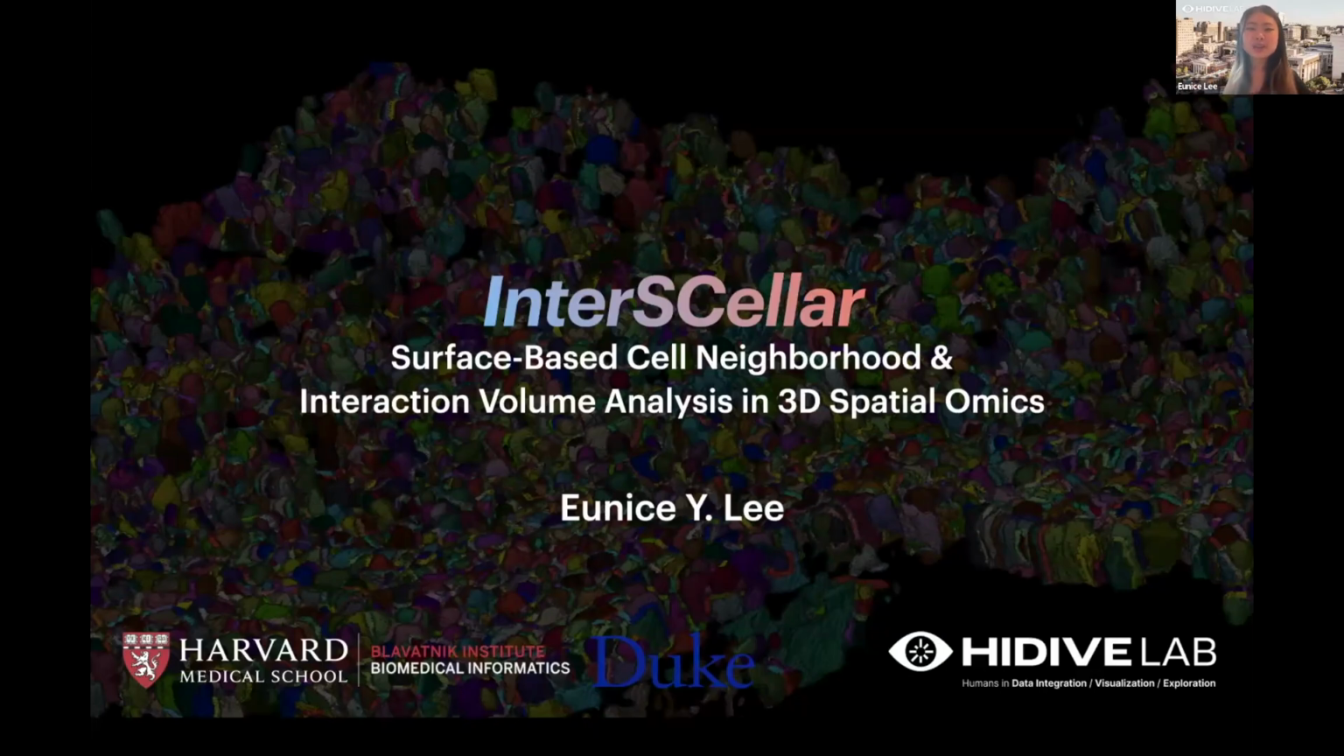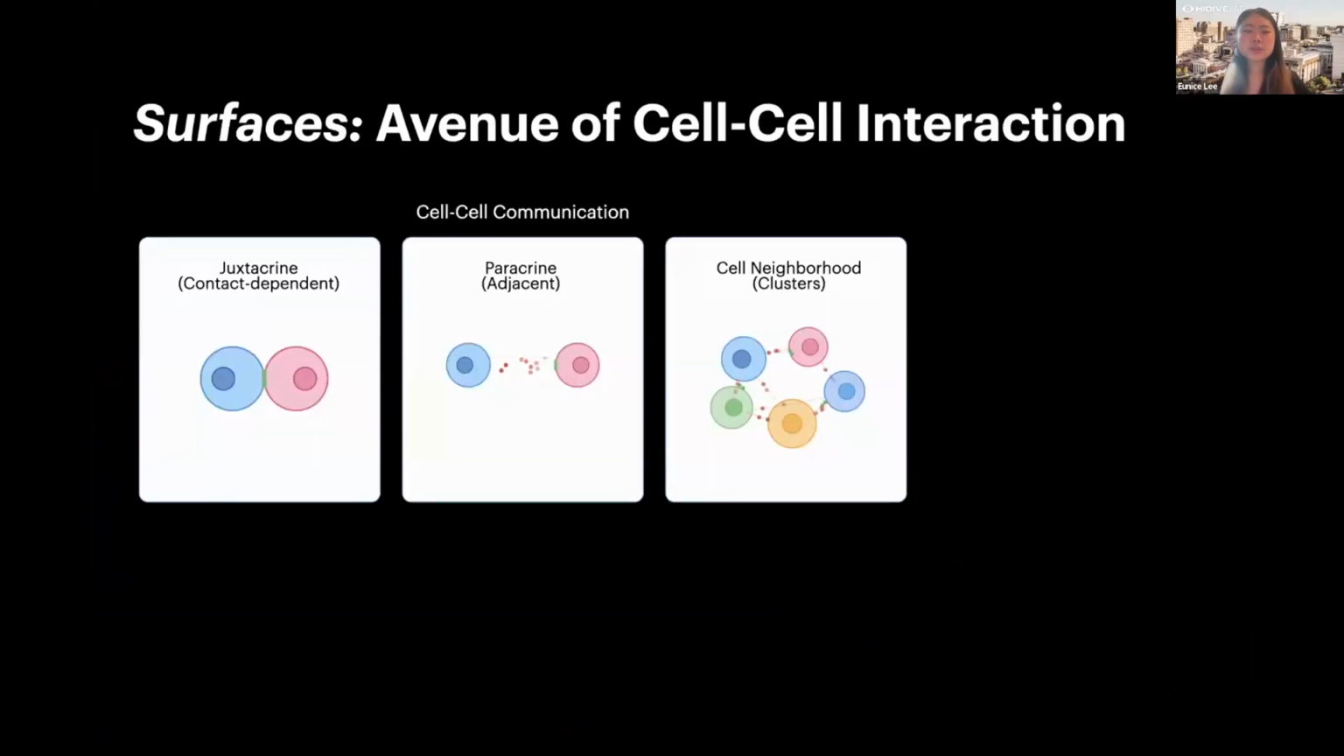So today I want to introduce you to a new Python package that we recently just released called InterSCellar. And essentially, this is a surface-based cell neighborhood and interaction volume analysis platform in 3D spatial omics data. So, briefly touching upon what Eric mentioned a little bit before, we want to focus on the surfaces of cells as their avenue of interaction.